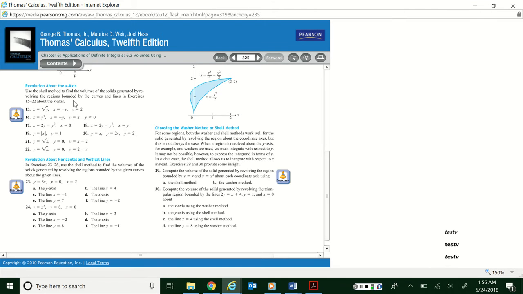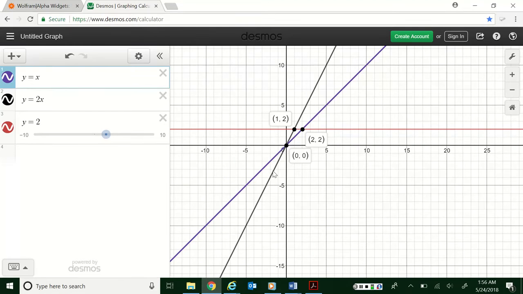Okay, so I am doing number 20 in 6.2, and I am using the shell method to revolve the area bounded by the curves y equals x, y equals 2x, and y equals 2 around the x-axis. So looking at the picture of this, you can see it's this little triangle in here, and I'm revolving it around the x-axis. So this means I'm going to be working in y's.